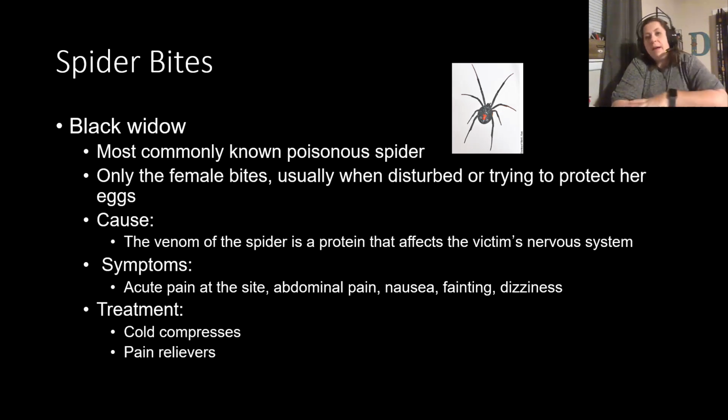So let's talk about a few types of these. Let's talk first about some spider bites. Black widows. Black widows are the most commonly known poisonous spider. Only the female is the one that bites though, and it's usually when they're disturbed or trying to protect their eggs is when they bite.